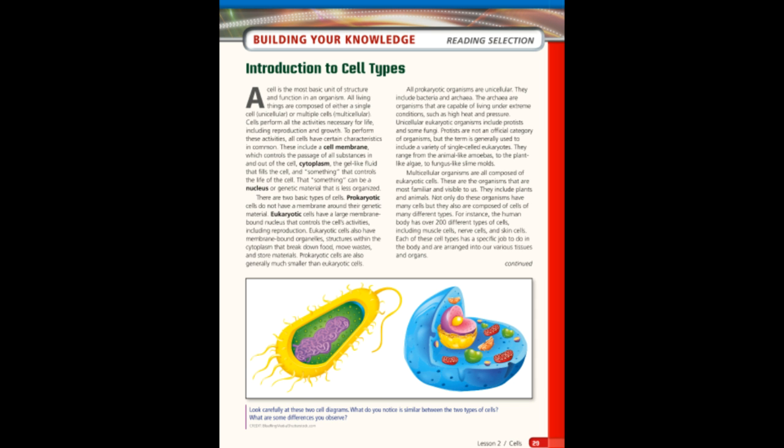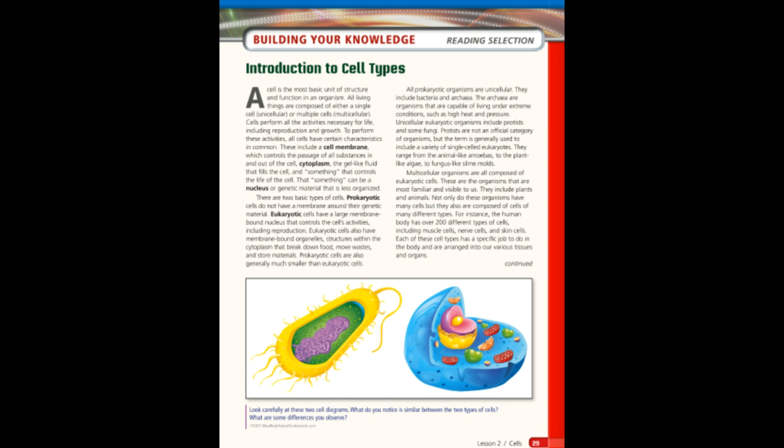Introduction to Cell Types. A cell is the most basic unit of structure and function in an organism. All living things are composed of either a single cell, unicellular, or multiple cells, multicellular. Cells perform all the activities necessary for life, including reproduction and growth. To perform these activities, all cells have certain characteristics in common.